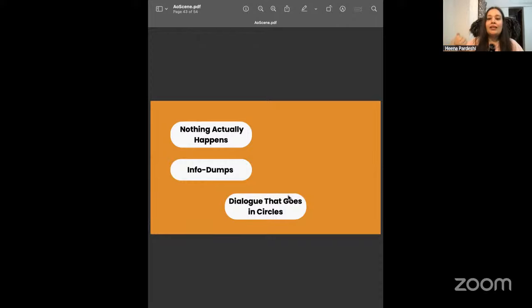Okay, then characters rehash an argument. So when you want to repeat the information, there are so many ways you can do it. Just don't go into the details again and again. No one wants to hear it. Then banter with no progression. Banter is good only if it is serving some kind of purpose. If not, not necessary. Long conversations that end where they began. You can literally never have a conversation end where it began unless it's absolutely necessary.